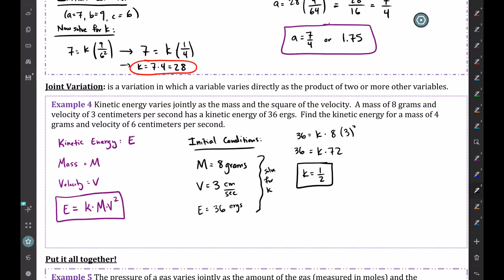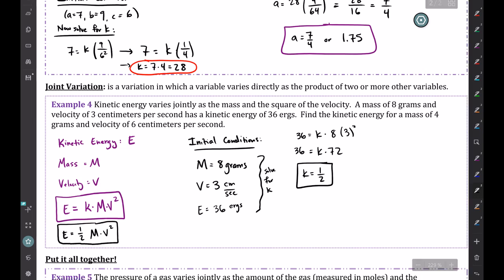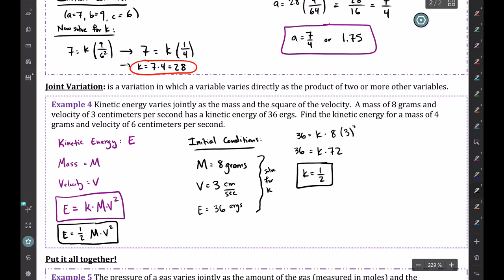And then the final sentence says, find the kinetic energy for a mass of 4 grams and a velocity of 6 centimeters per second. So we plug that K back in. So let me just rewrite what we just found. We found that E equals 1/2 times m times v squared. That's after we've solved for K. And now we're going to take this last sentence and put in the conditions to find the E.